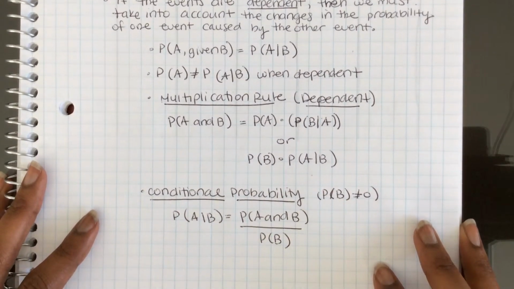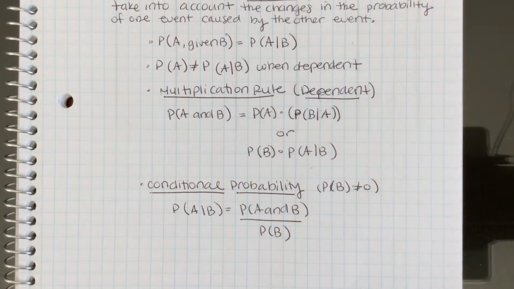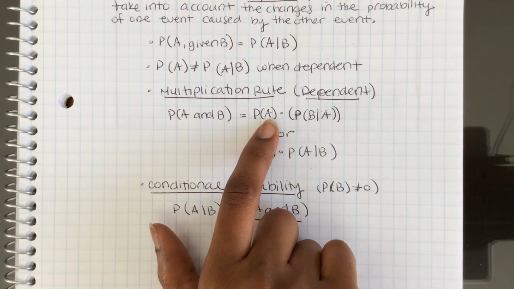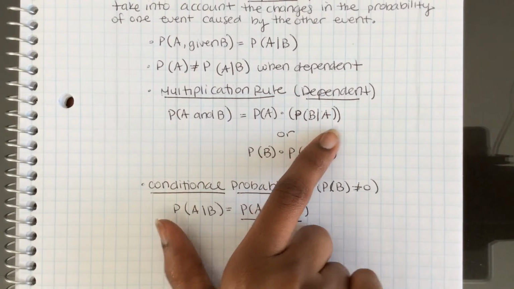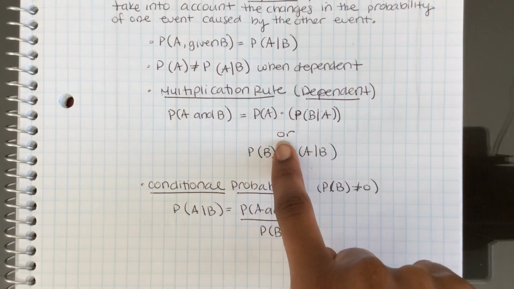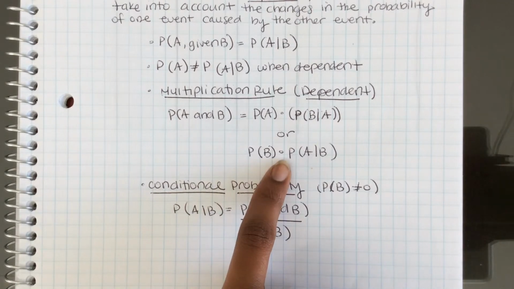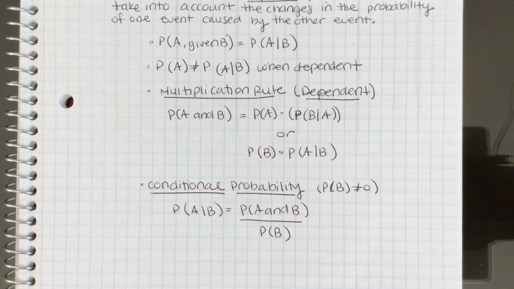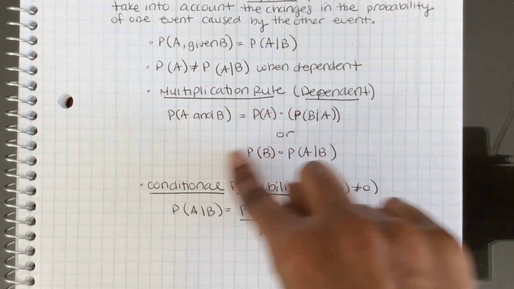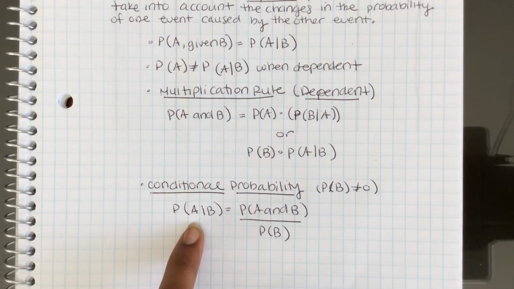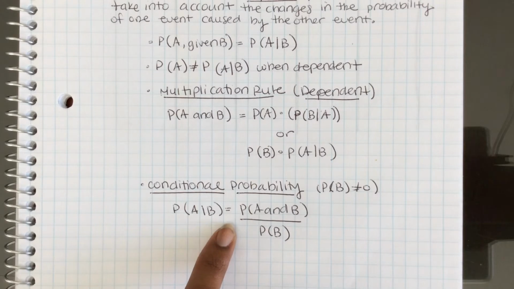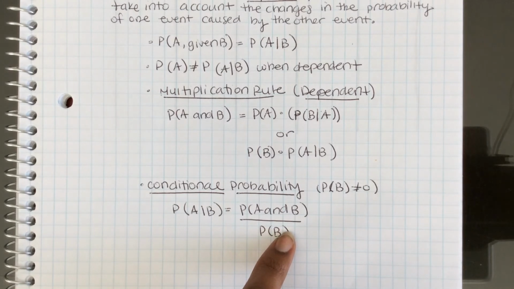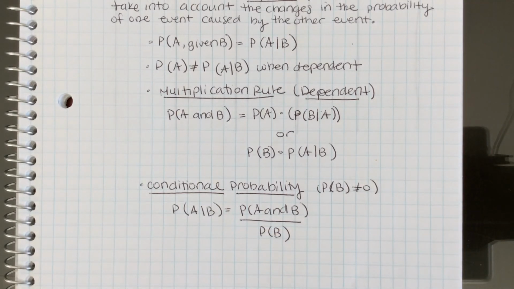So therefore, the multiplication rule for dependent events is very similar. Probability of A and B is the probability of A multiplied by the probability of B given that A has already happened, or the probability of B multiplied by the probability of A given that B has already happened. And we can manipulate this equation around to solve for the probability of A given that B has already happened if we know the probability of A and B and the probability of B. So these are some formulas we will be using this section.